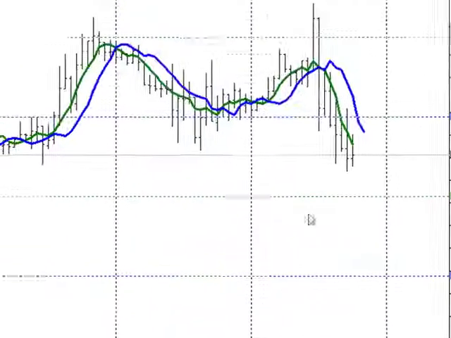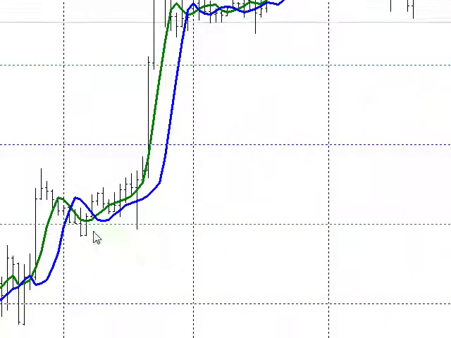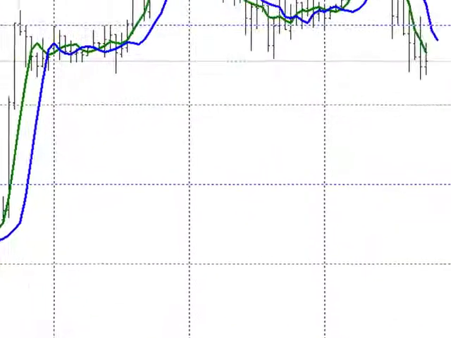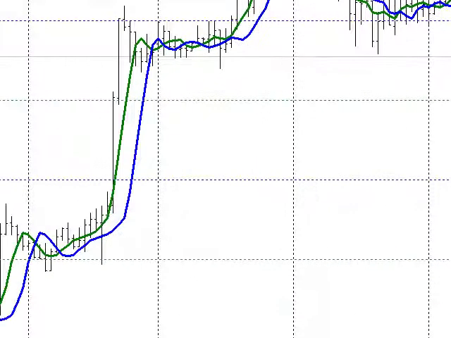Now the pound, same with the pound. There's no perfect M formation or W formation. The last one was over here to sell it, and the best one to buy was over here. So there was no trading today on either the euro or the pound. It was very sloppy and choppy.